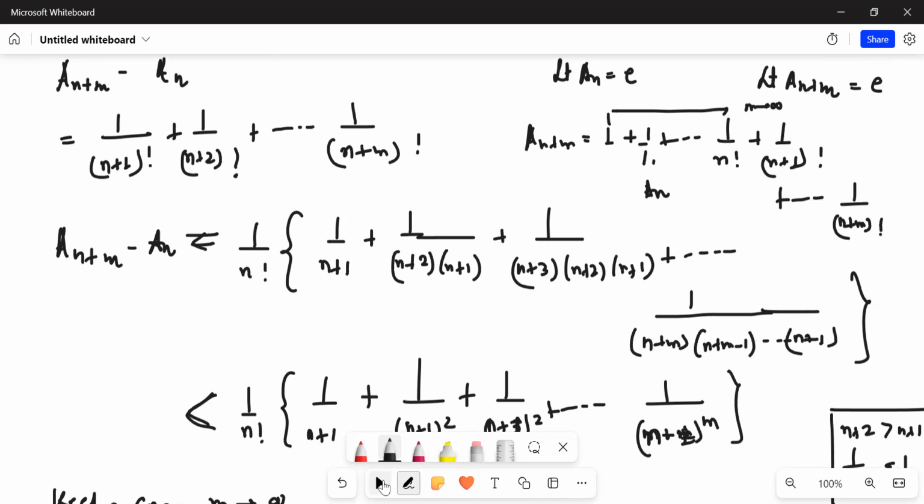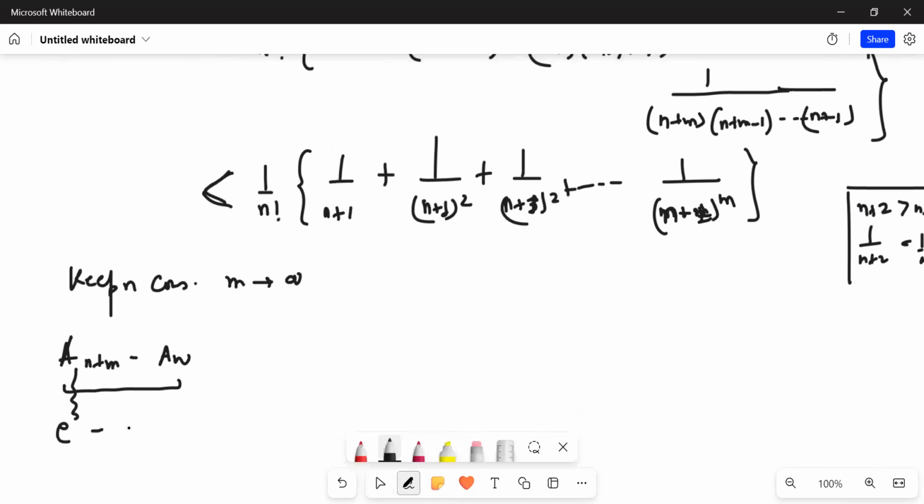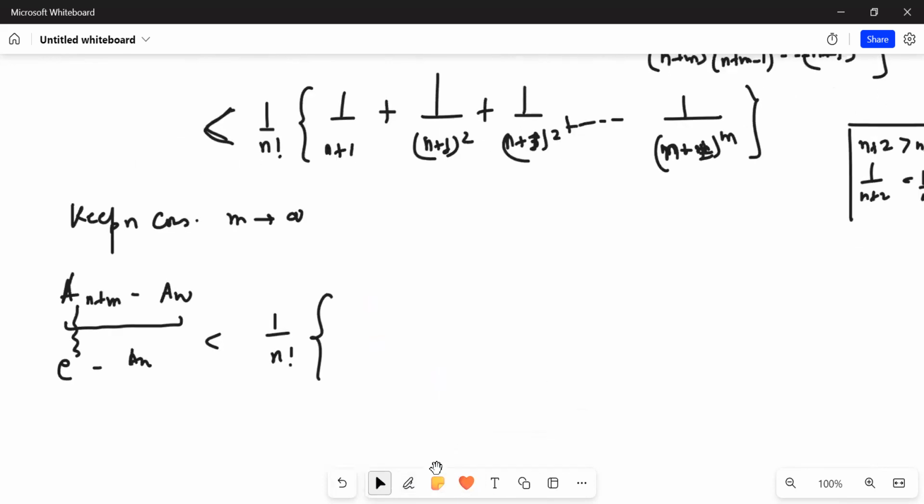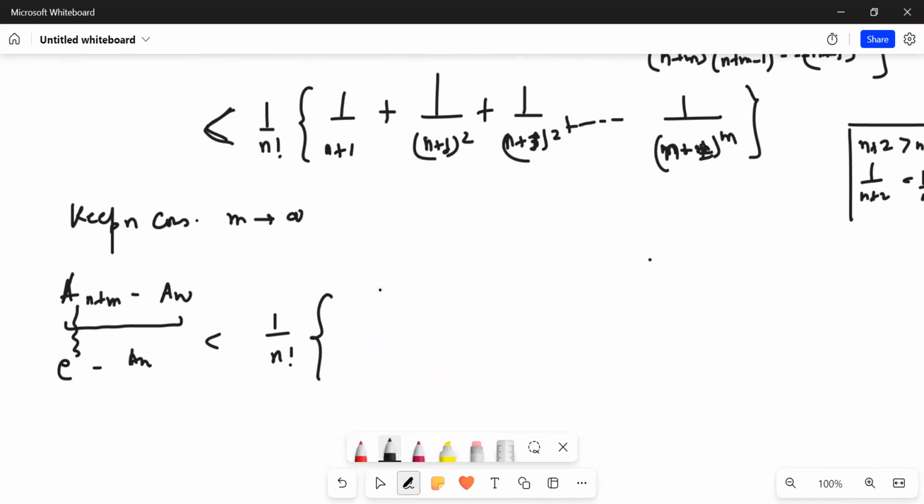This is something that we've already seen. And we are keeping n as a constant. So this is e minus a_n only. So your e minus a_n would be less than 1 upon n factorial. Sorry, this would be an infinite sum in GP. So this is 1 upon (n plus 1) divided by 1 minus 1 upon (n plus 1). Right? So this is a upon 1 minus r.